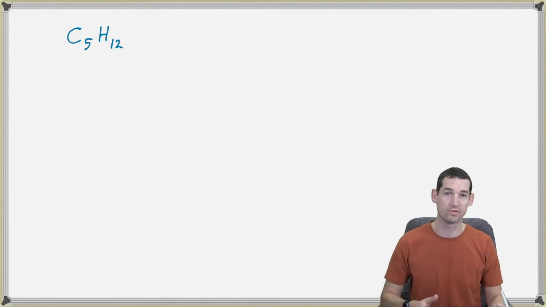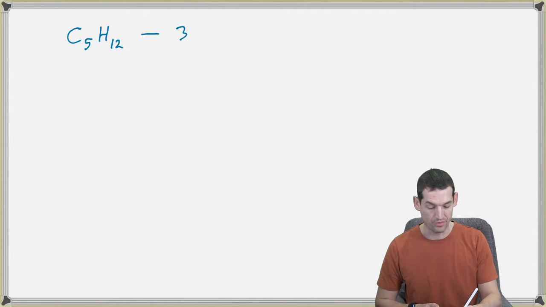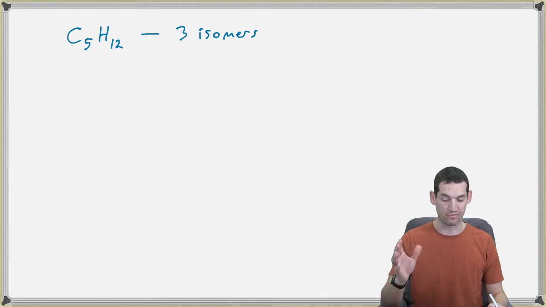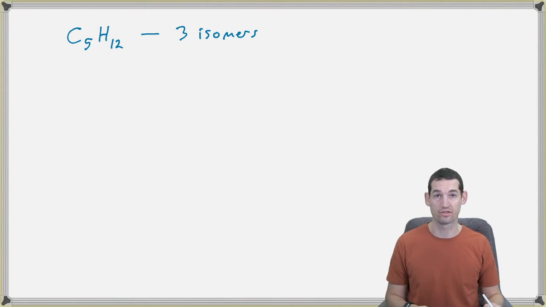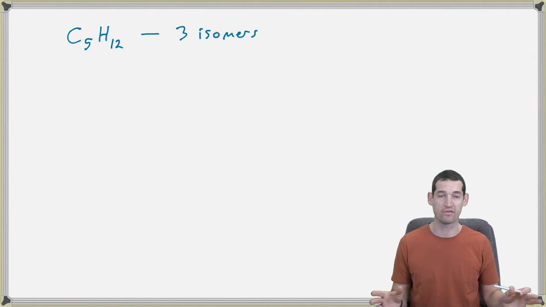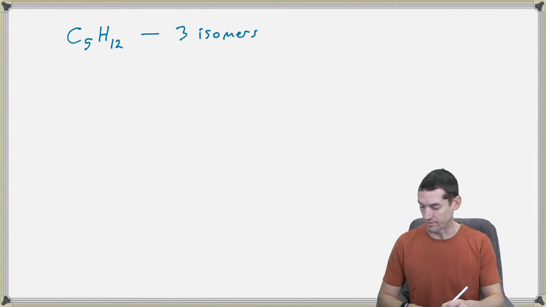Let's switch over to another screen here. If I took the molecule that we were working with already, C5H12, that's its molecular formula. That molecule has 3 isomers. So you could have 3 completely different molecules that have the same 5 carbons and 12 H's. But they would each have a different name, different boiling points, different behaviors, different properties.